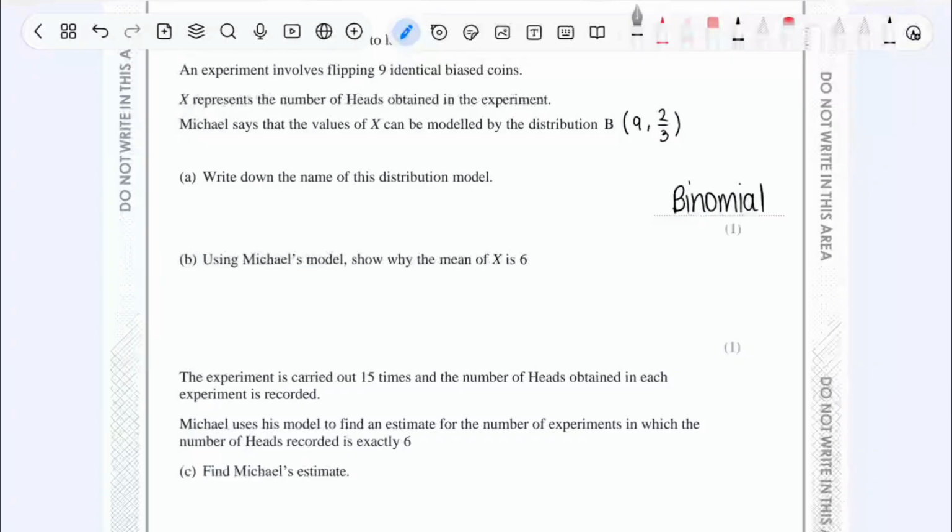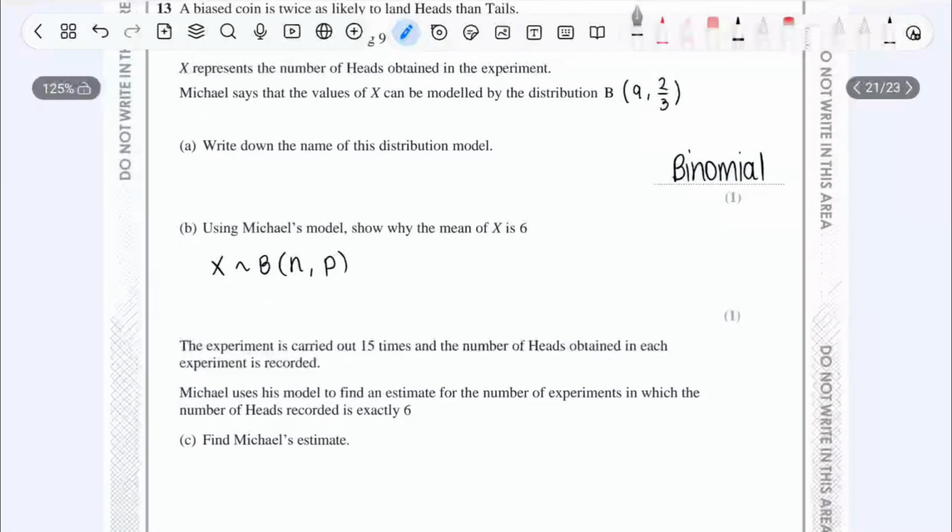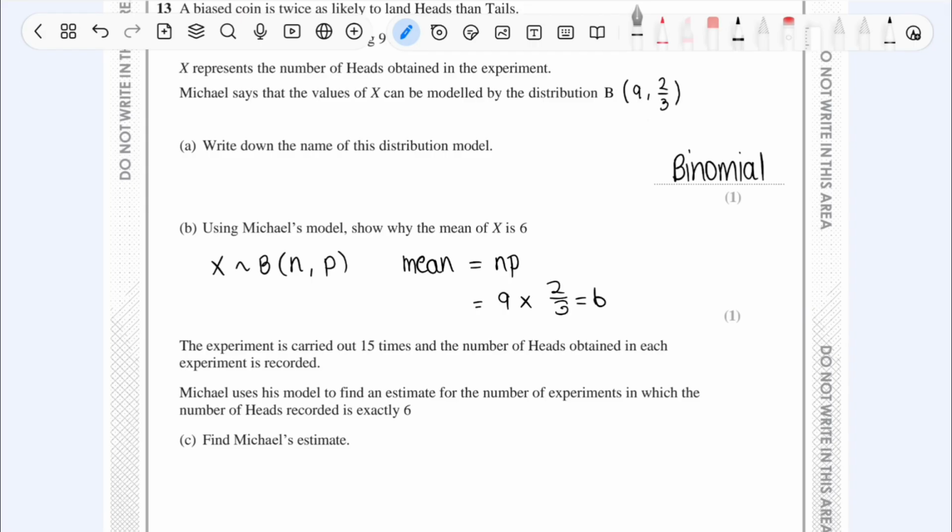Part B. Using Michael's model, show why the mean of X is 6. If X is the number of heads, then we can model it binomially, where n is the number of trials and p is the probability of gaining a head. And this is literally how you write it out, and you see this commonly written in A-level. The mean of X is basically the mean of the binomial model, and the mean of the binomial model is np. So if we show this, we can just do 9, which is the number of trials, multiplied by 2 over 3, and you get 6. And guess what? That matches the mean of X.